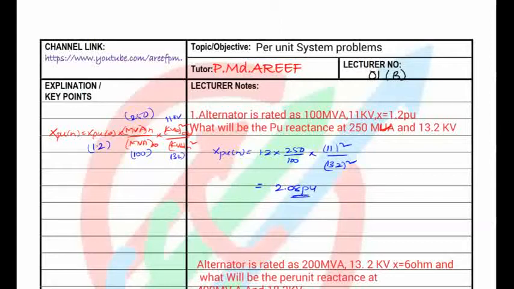So an important conclusion here is that per unit values may be greater than 1, less than 1, or equal to 1, but they are always positive values only. That is a conclusion that we can observe.